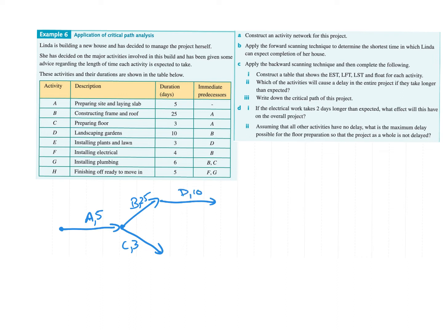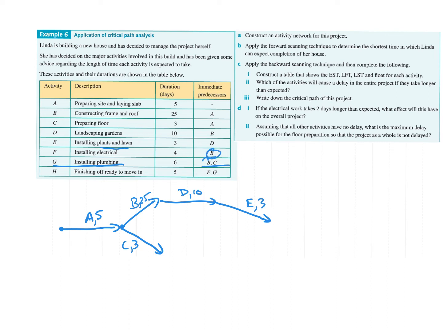And then down here, what we have is installing plants and lawn. Well, yes, you can't install the plants and lawn until you've landscaped your gardens. So that's only 3 days, and it comes after D. Installing electrical work has to come after B. And installing plumbing comes after B and C.